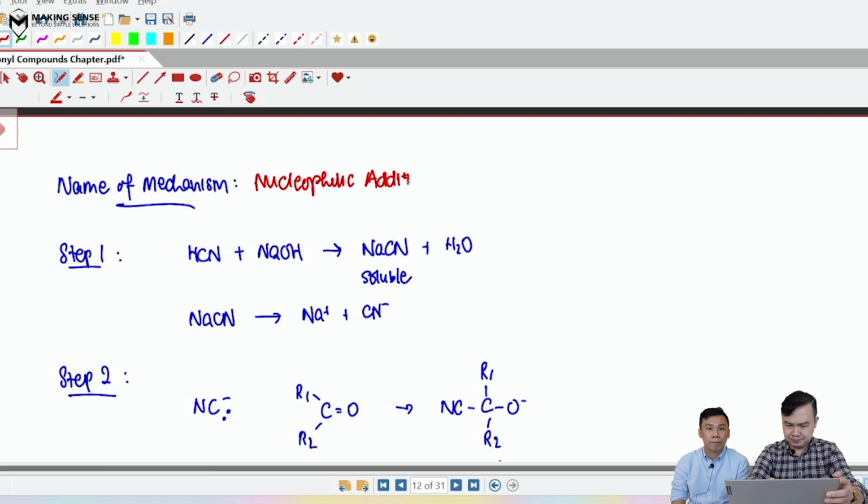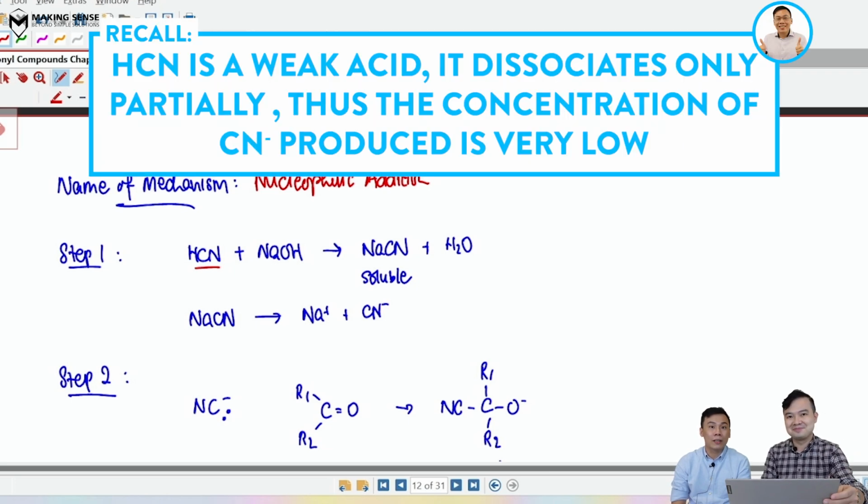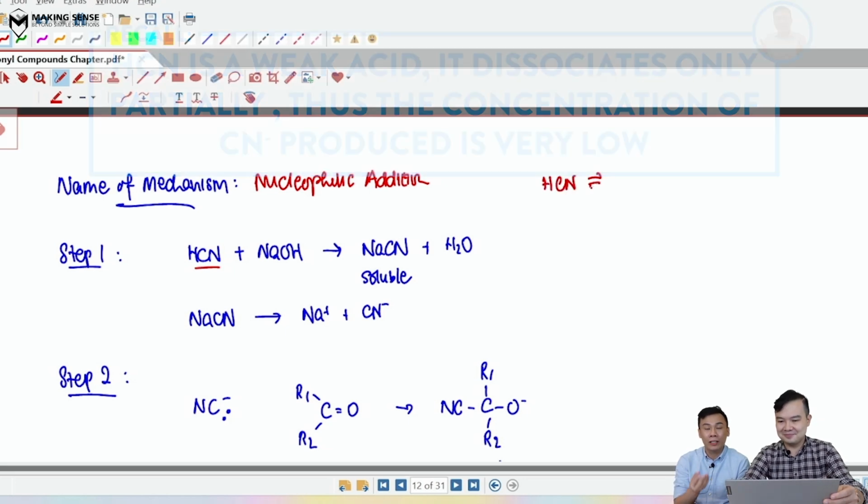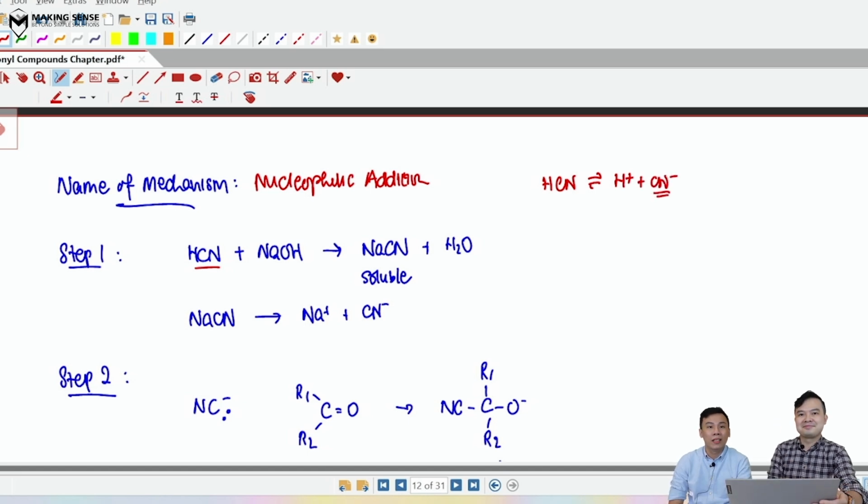And following which, we're going to start to generate the nucleophile CN minus. Now, just now I told you that the HCN is the one that is giving you the CN minus. But unfortunately, I don't think that this is going to work purely. Why is that so? Because HCN is a weak acid. It dissociates only partially. So the concentration of cyanide ions produced just from the HCN is very low, that the reaction will not proceed at a significant rate.